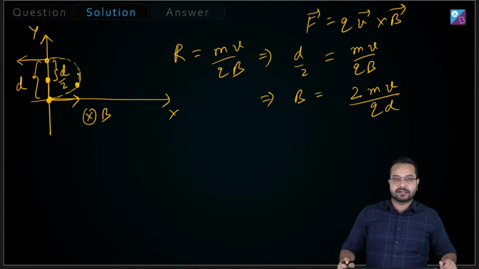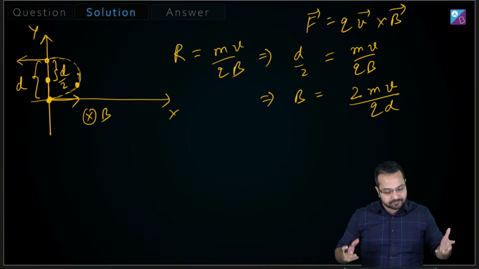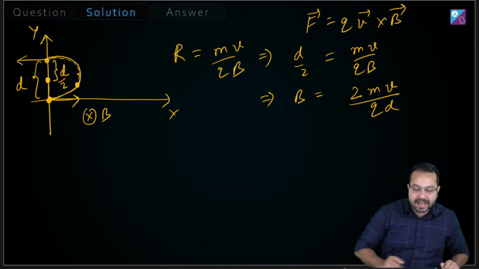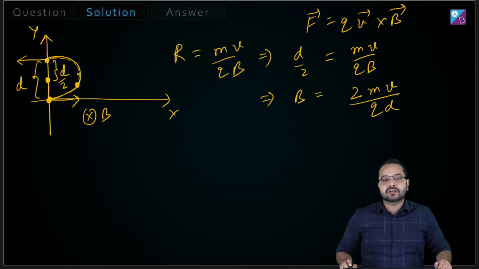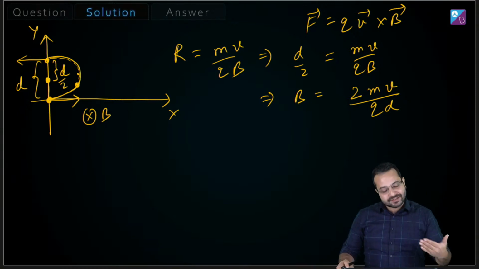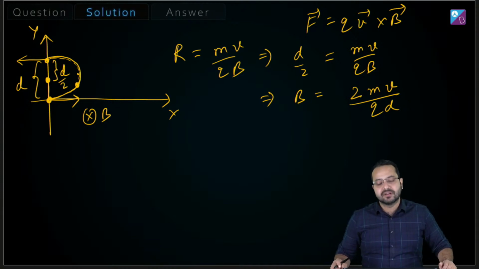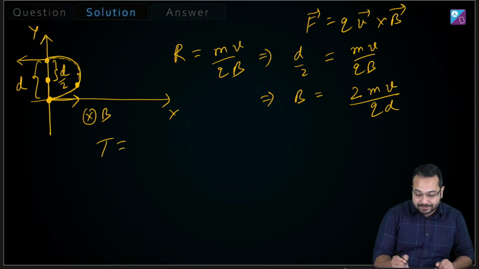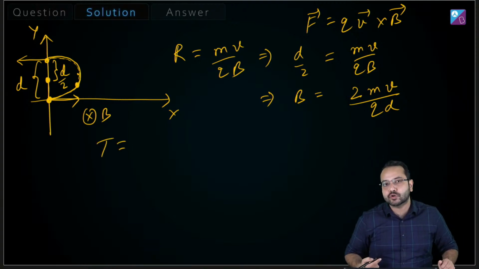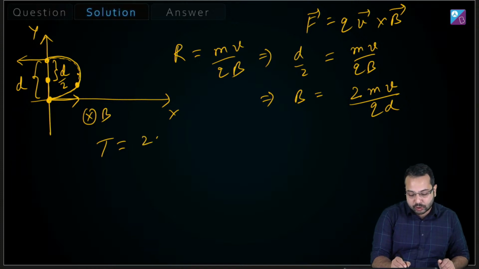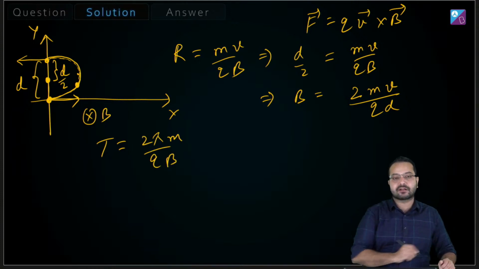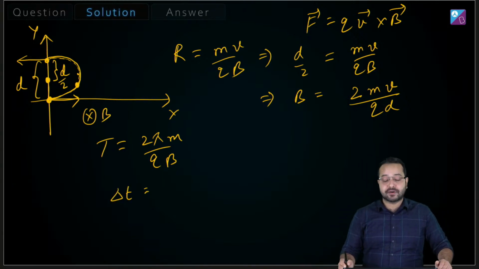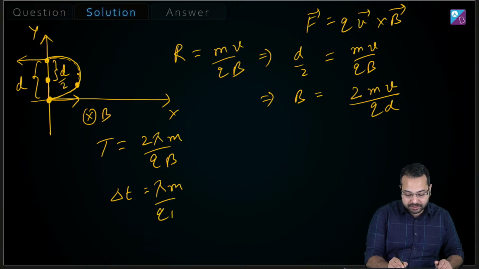What we also have to calculate is the time it takes. So what is the time? If it would have been a complete circle, the time taken would be equal to the time period. But if it is only half a circle, then what will be the time taken? The time taken is going to be half of the time period. So what is the time period of the complete revolution? The time period of revolution is 2 pi m divided by qB. Is that right? So the time taken in this case is going to be half of that, so that is going to be pi m upon qB.